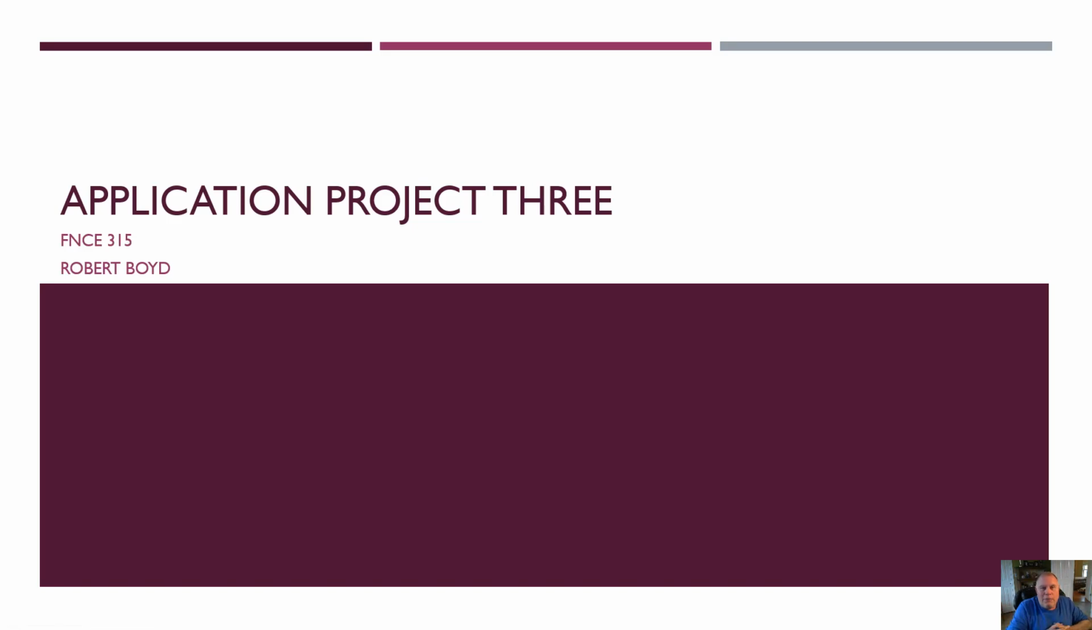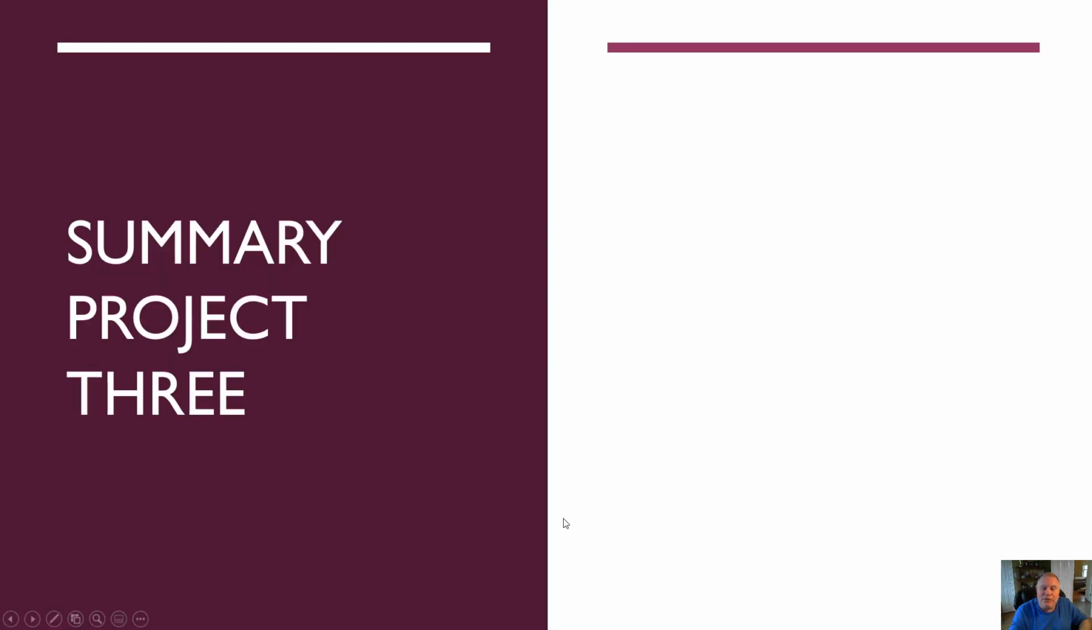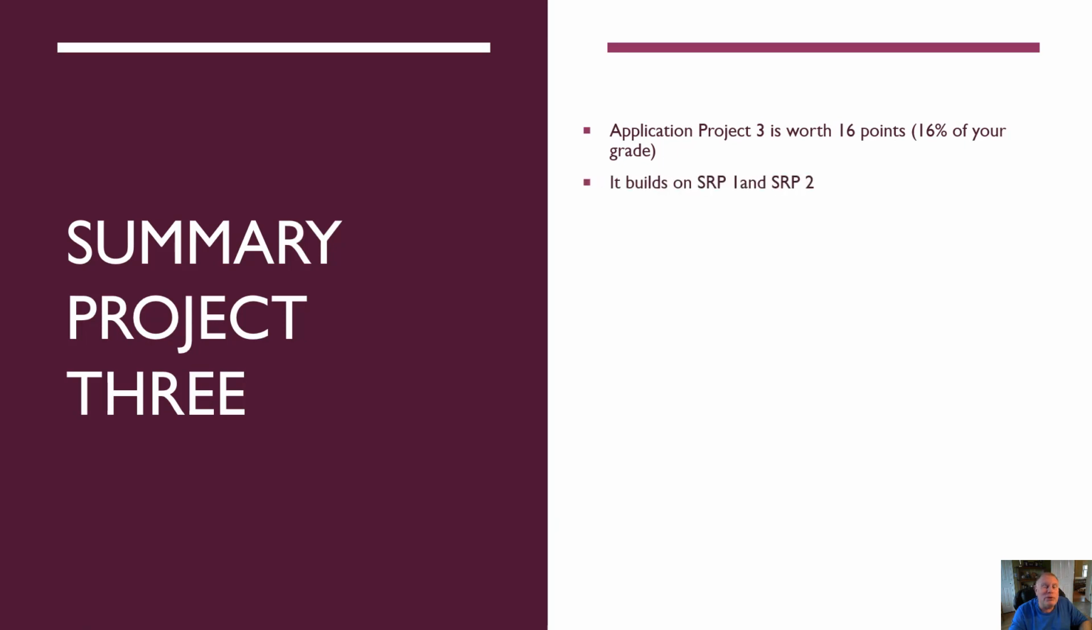Good day, folks. The following video discusses Application Project 3, what it is, when it is due, how it will be graded, what's the purpose of it, and detailed instructions on how to complete it. The first thing is that it is worth 16 points, 16% of your grade. It builds on Semester Research Project 1 and SRP 2. So this is a continuation, incorporation, and update.